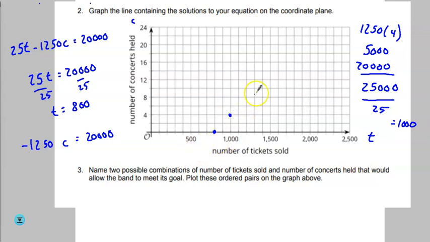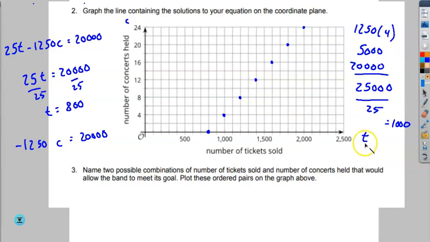So now I can see the trend of the line going up 2 and over 2. So I can just go up 2 more over 2 more, which says if I have 8 concerts, I'm going to need to sell 2,000 tickets. If you sell 3,000 tickets, you can have 12 concerts, and so forth, going up 2 over 2 every time. And then we can make that into a line.